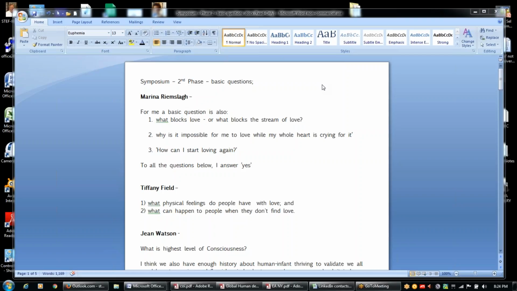I don't think we have to worry about that. If somebody has something to say about love and you think it's integral to this conversation, it's going to move the conversation forward. What is love? I think we can talk about whatever.